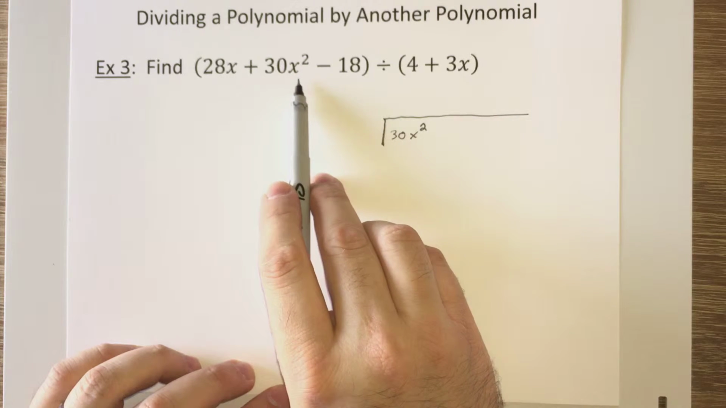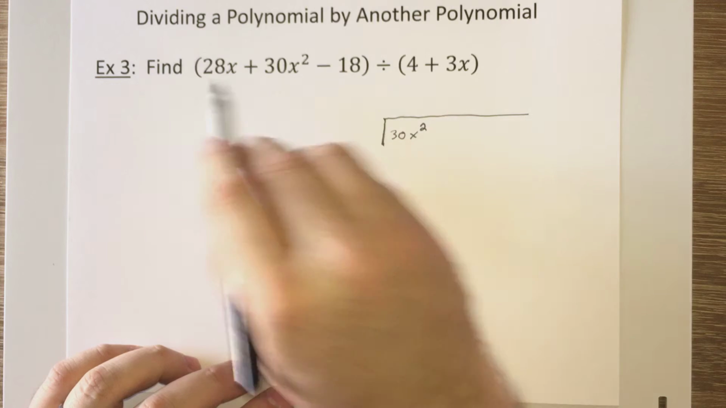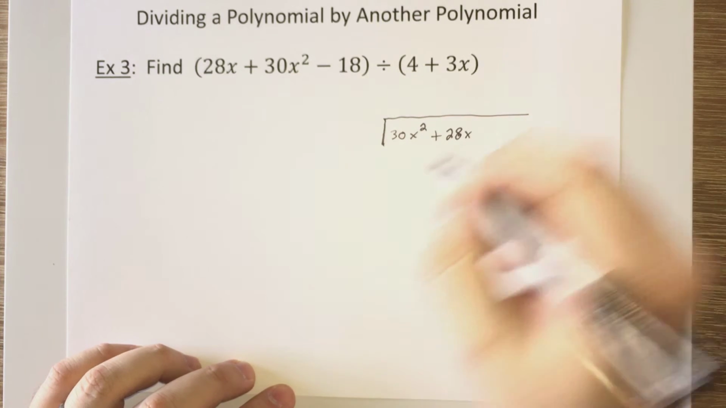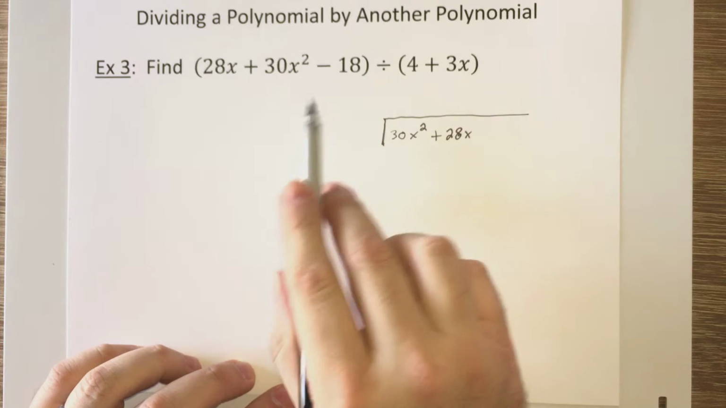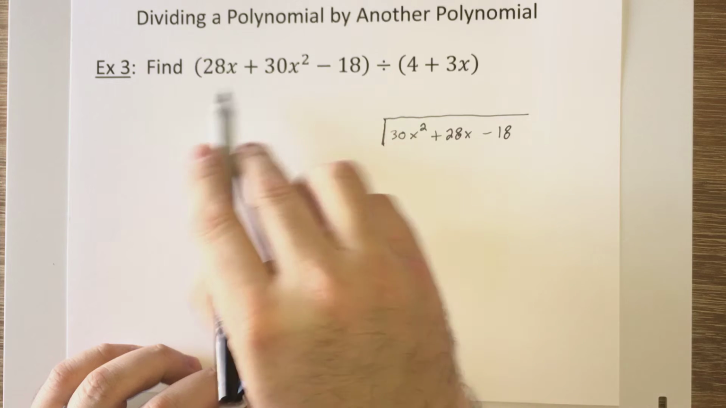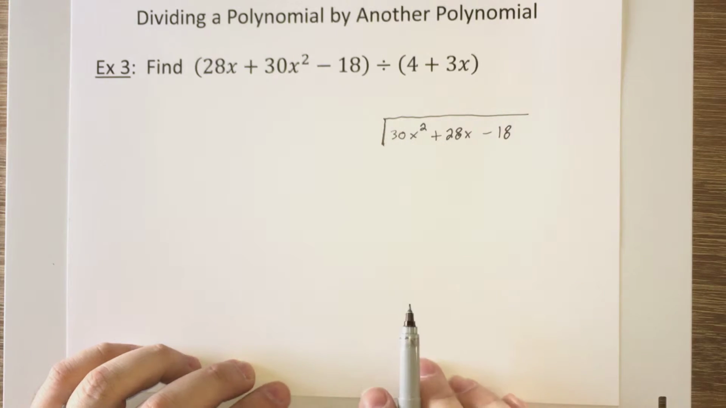So power 2 goes first. Power 1 goes second. Again, it's a positive term, so I'm going to put plus 28x. And then when there's no power, again power 0, we're going to write that one last. And again, make sure you include the minus sign, minus 18. So you have to rearrange the terms a little bit and put that inside the box.